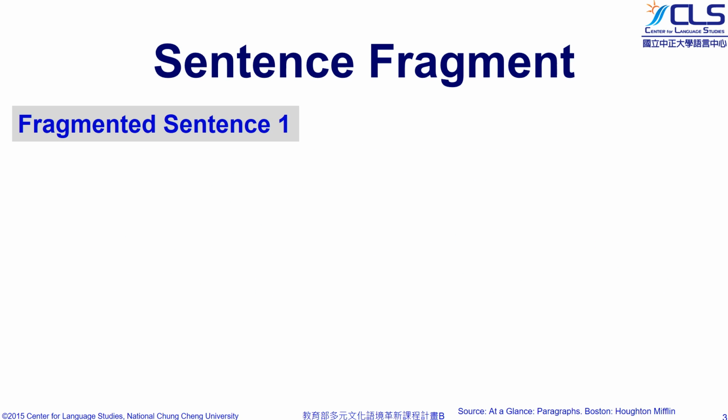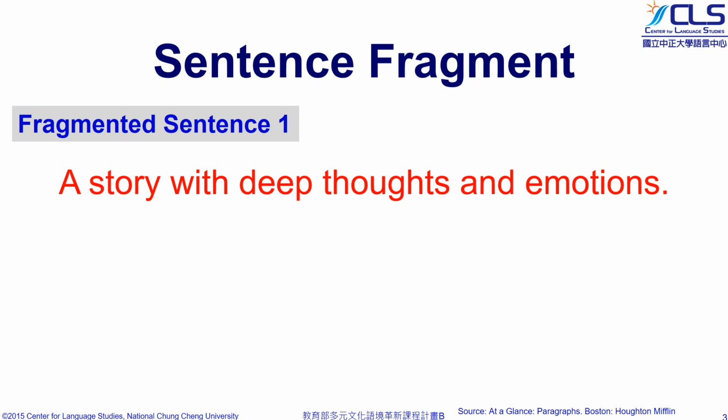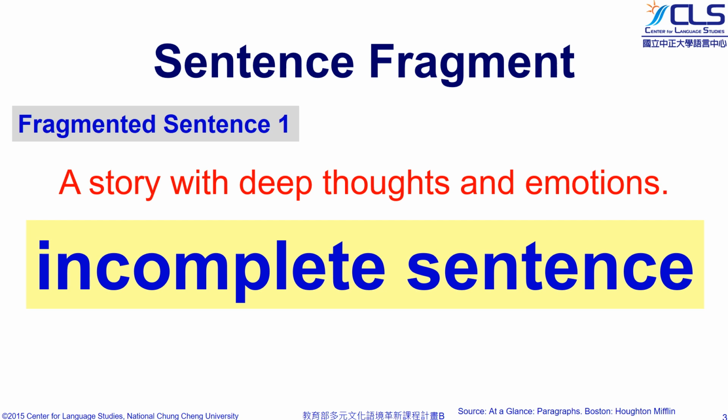Let's look at the first example. A story with deep thoughts and emotions. This is an incomplete sentence because it doesn't have a verb. It's more like a phrase only.